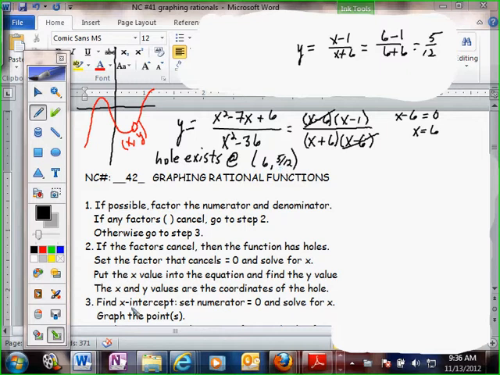The next step is to find the x-intercepts. The way we find our x-intercepts is we set our numerator equal to 0 and solve for x. So I take the numerator of what's left, x minus 1 equals 0, and I get that x equals 1. So my x-intercept is going to be x equals 1.